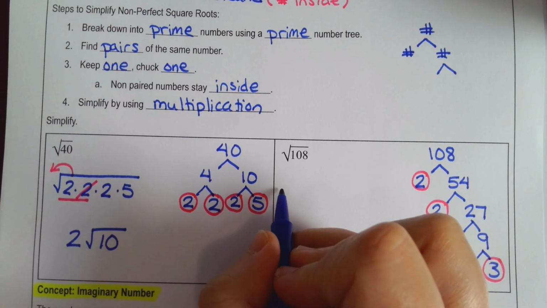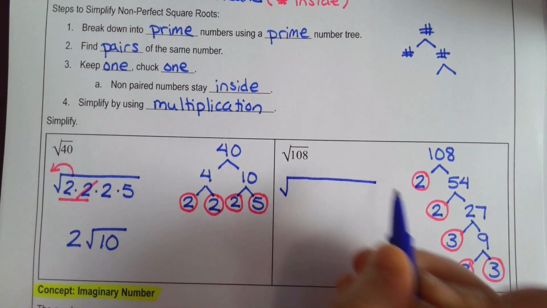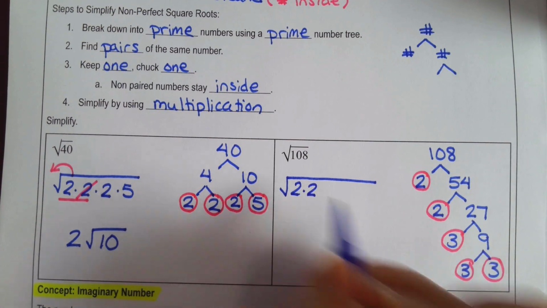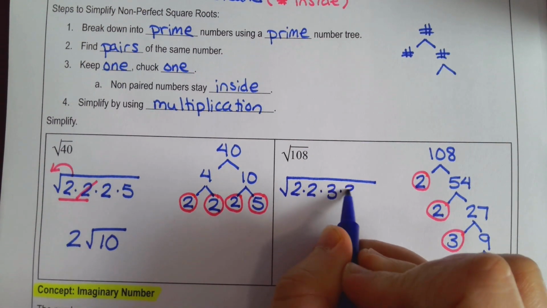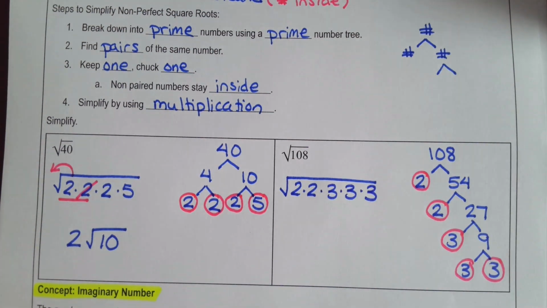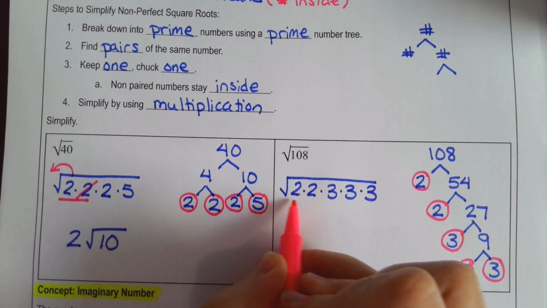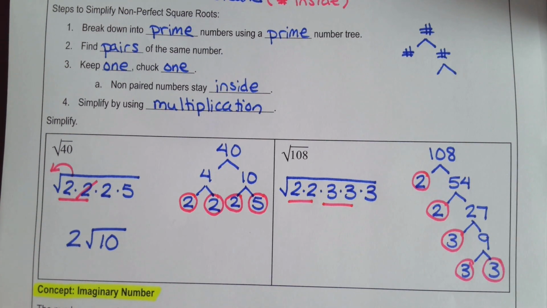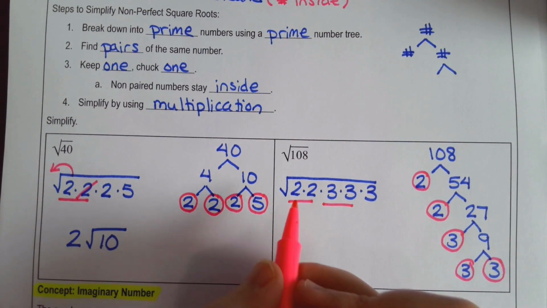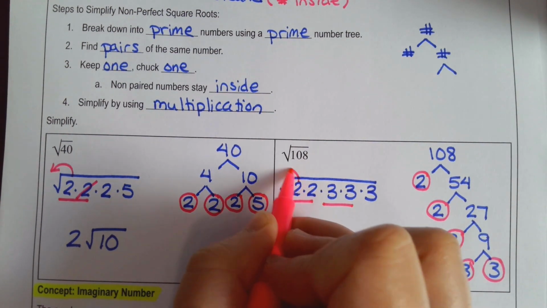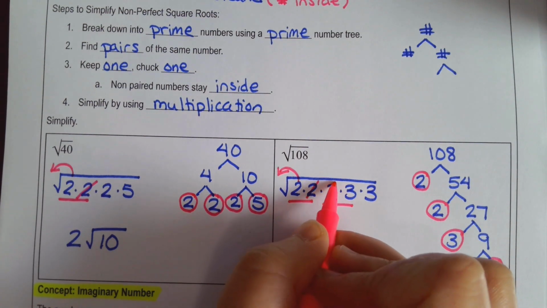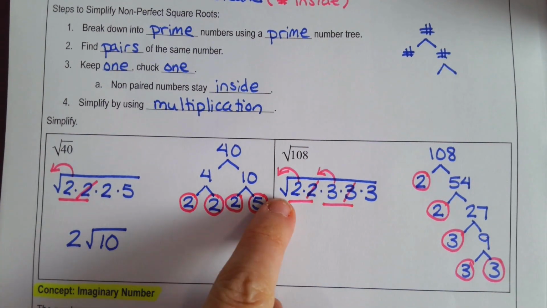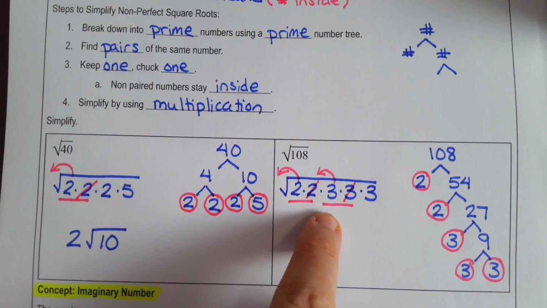So now we come back up here. We list out all our numbers. 2 times 2 times 3 times 3 times 3. We identify our pairs. We have a pair of 2s and we have a pair of 3s. Now, keep 1, chuck 1. Keep 1, chuck 1. So coming to the outside is 1, 2, and 1, 3.